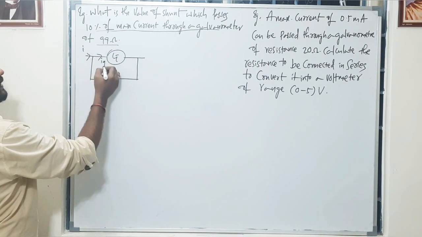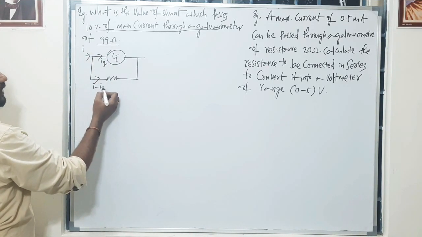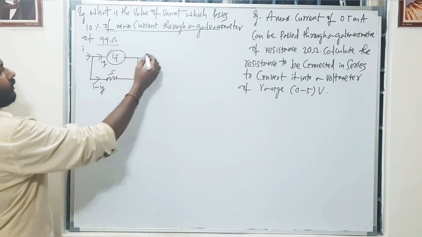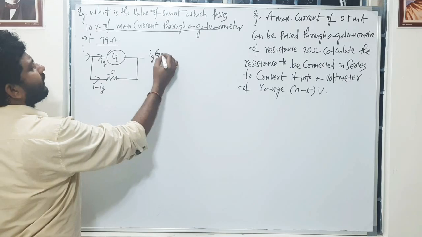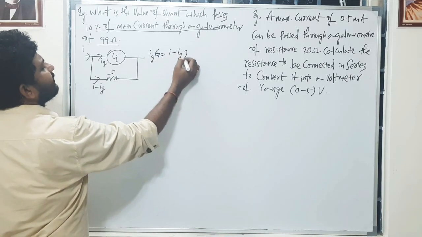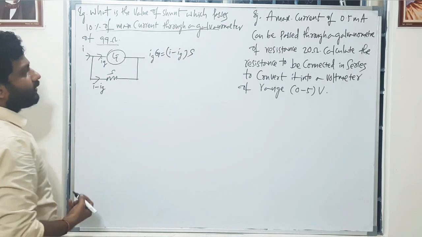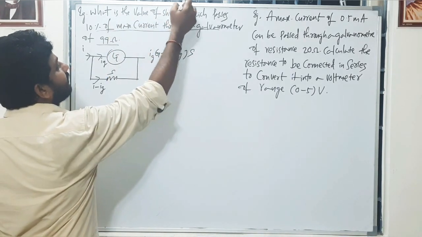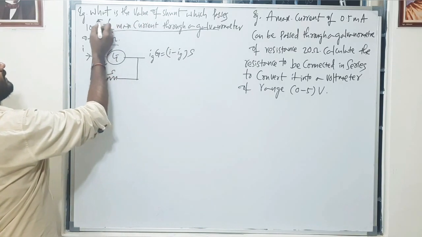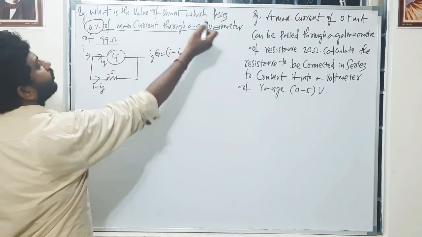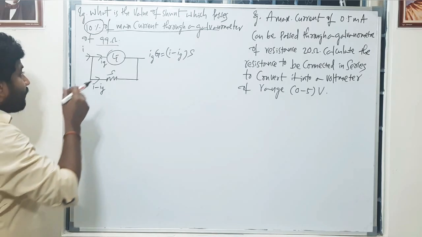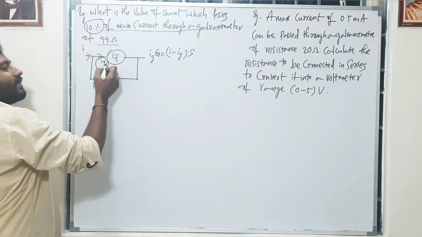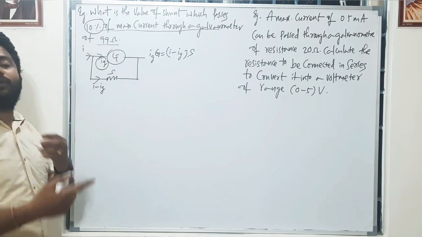This is Ig, and current passing through this shunt is I minus Ig. And from here you could write Ig into capital G is equal to I minus Ig into S, right? Let's see what is the value of the shunt which passes 10% of the main current through the galvanometer. So by keeping this shunt, what happened? This Ig, current passing through the galvanometer, is 10% of the total current.